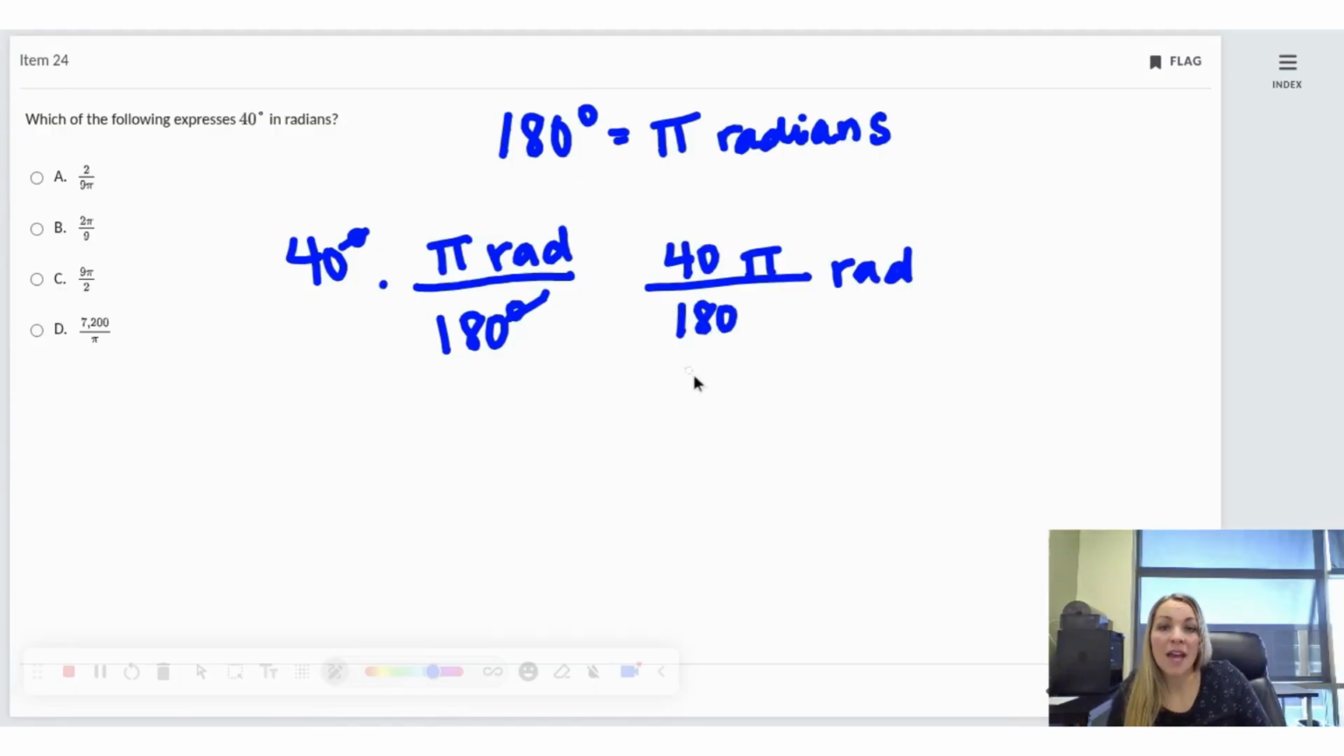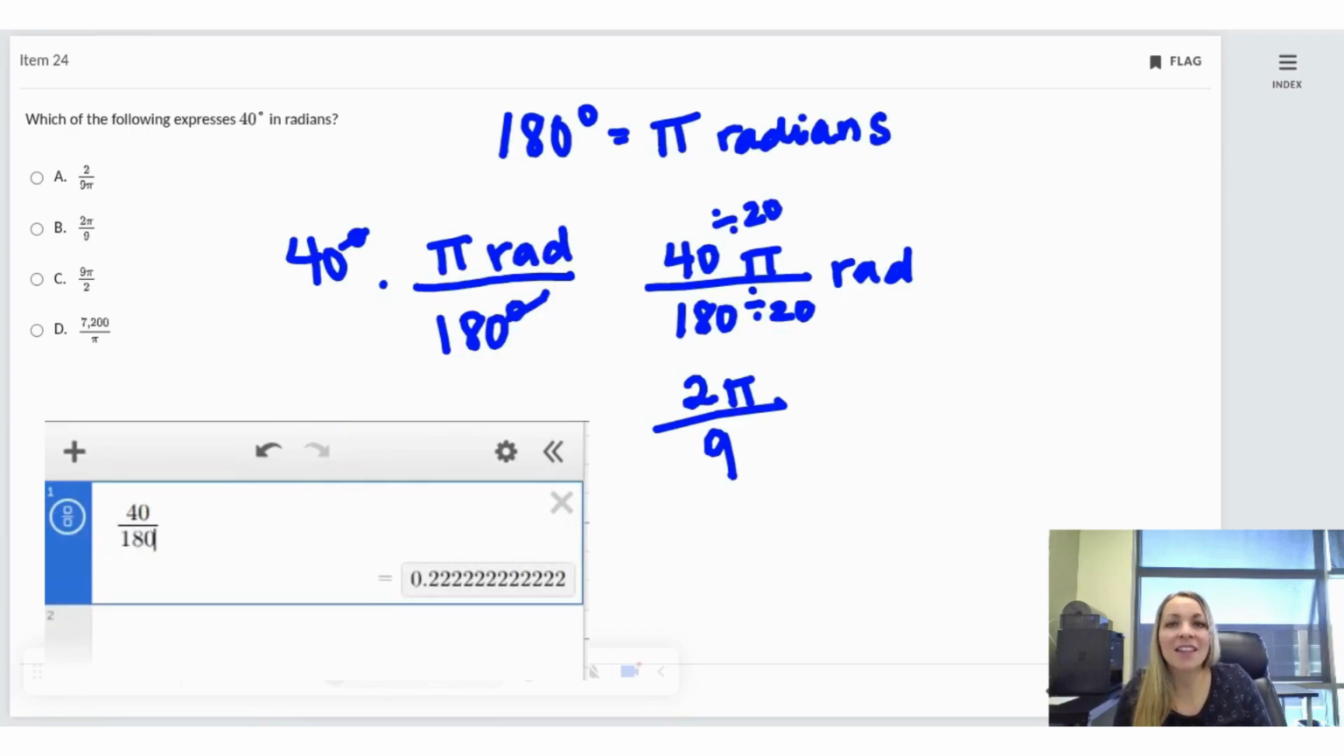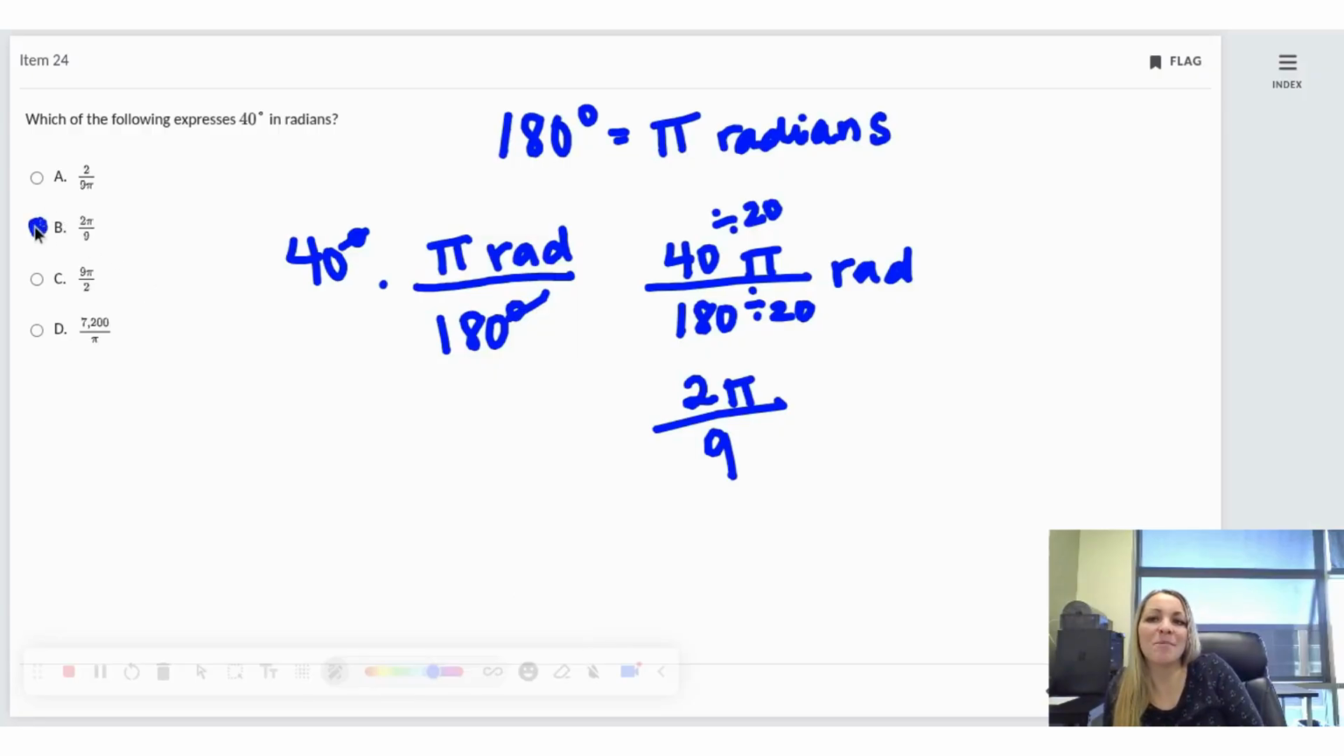You can either recognize that 40 and 180 are both divisible by 20 to get 40 divided by 20, which is 2 pi, and then 180 divided by 20, which is 9. If thinking about fractions makes you scared, just go to Desmos, type 40 over 180, and click this fraction button, which will simplify it to 2/9 for you. So our answer choice here is B, 2 pi over 9.